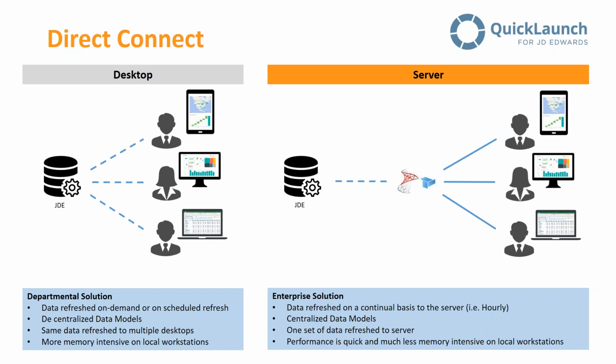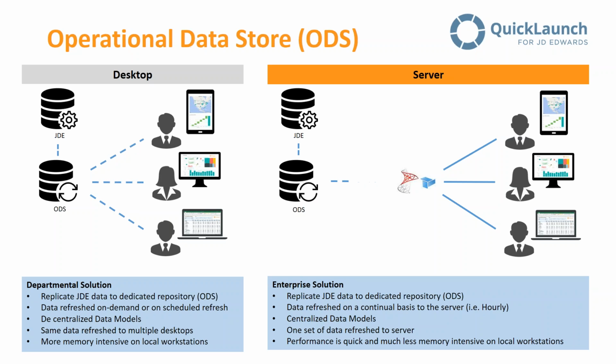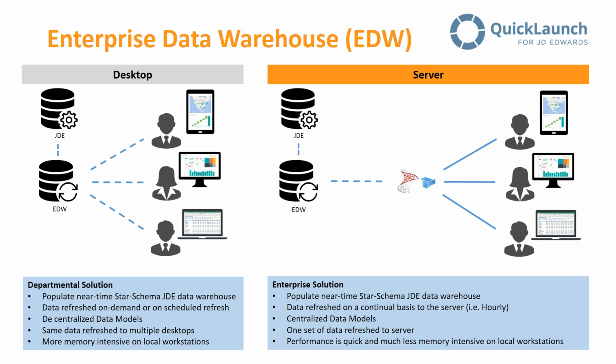Some customers said, well, we don't want to do that. So another option is to take JD Edwards data and mirror or replicate it down to what we call an operational data store, or ODS. So we're not doing anything against the transaction data in JDE, and that is what feeds the reports. On the desktop, you're copying multiple copies of that data, whereas on the server side, it's just one copy moved over, and everybody is getting the live copy of the data.